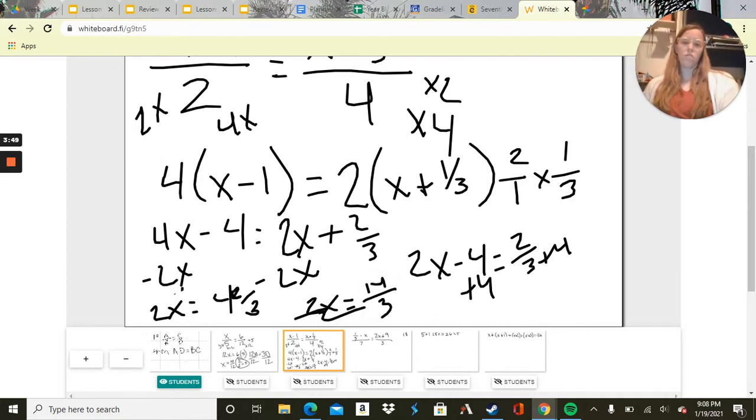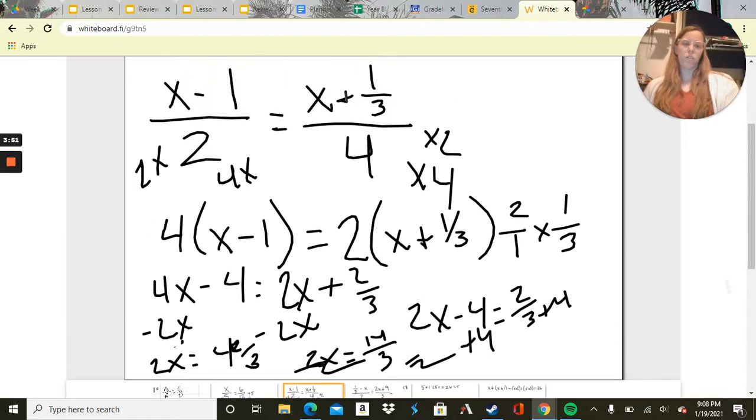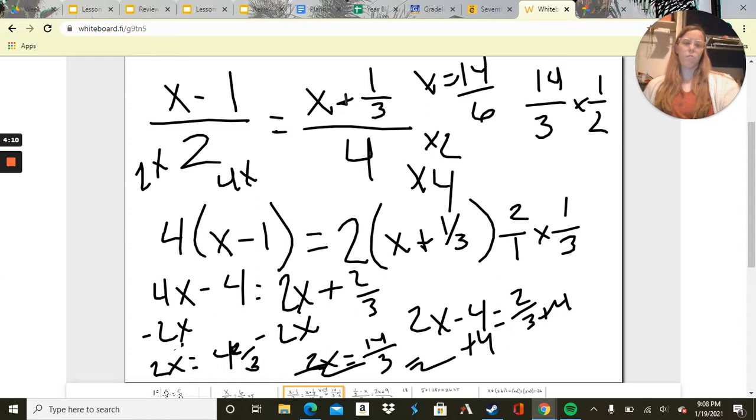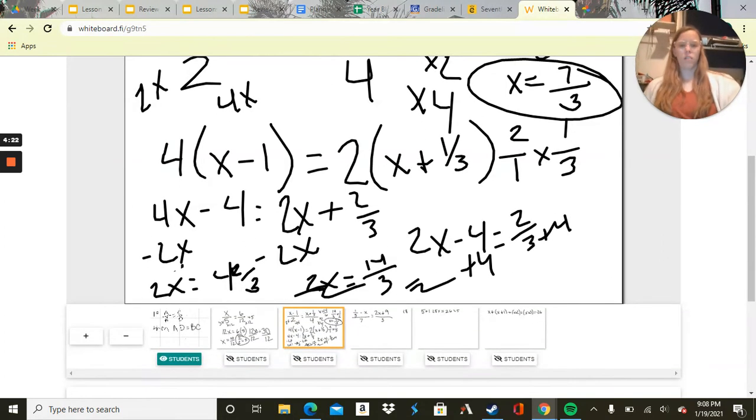We're going to divide by 2. I know it's a little messy. 14 over 3 times the reciprocal is times 1/2. So x equals 14/6. We can simplify by 2 and we get 7/3. So x equals 7/3. If you get confused, just always remember that I circled the answer. Okay? What about the next one?